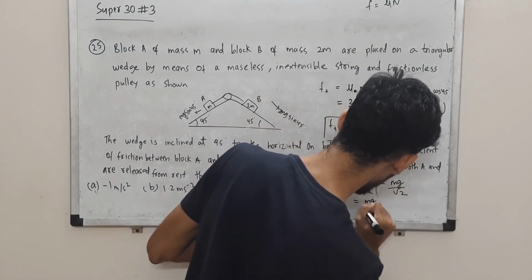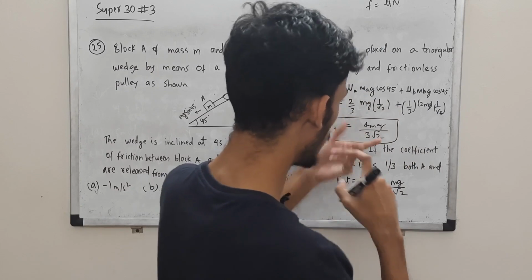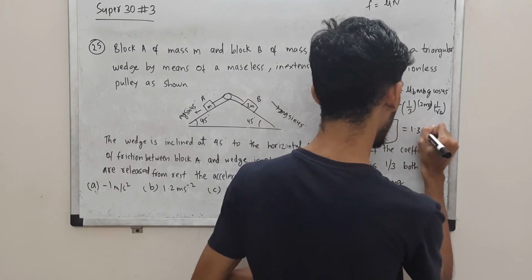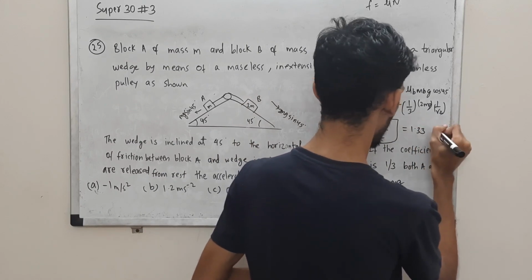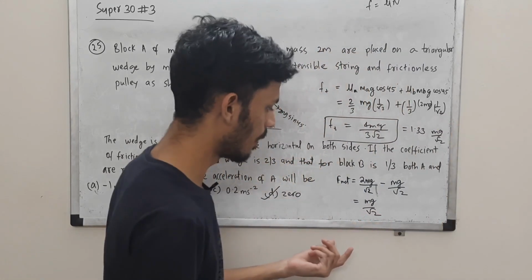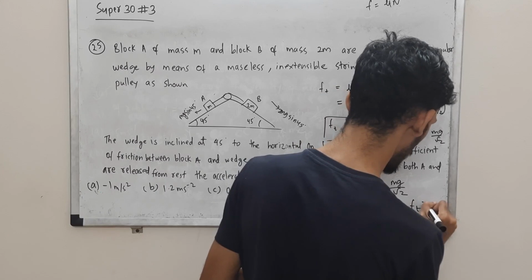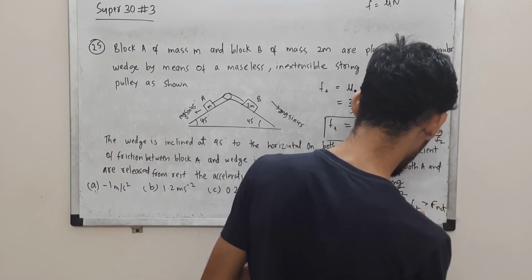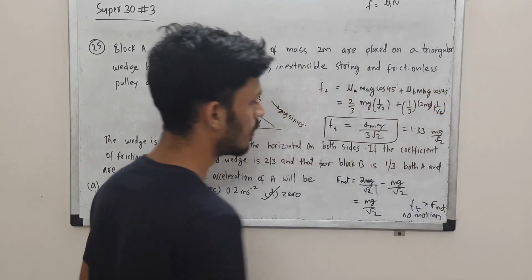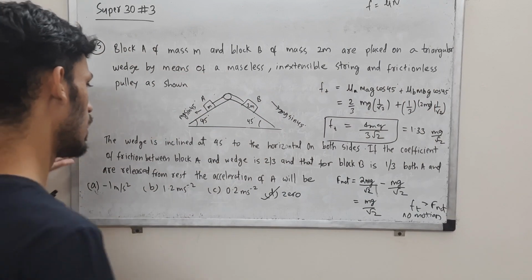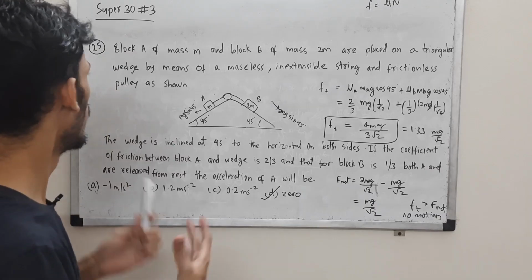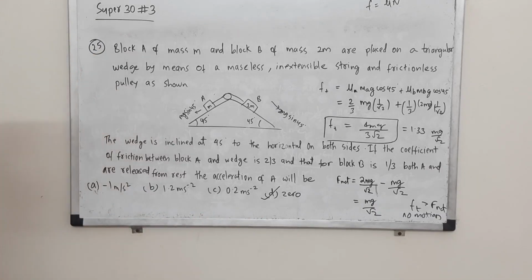Here we'll get mg by root 2. If you see, this is 4 mg by 3, and 4 by 3 is around 1.33, right? So this is mg by root 2. So this is 1.33 times mg by root 2, and this is mg by root 2. So the frictional force is greater than F net, no motion, no acceleration. Since the system is initially at rest, released from rest, it will remain at rest, right? No motion, no acceleration. So that is question 25. Over to the next one.